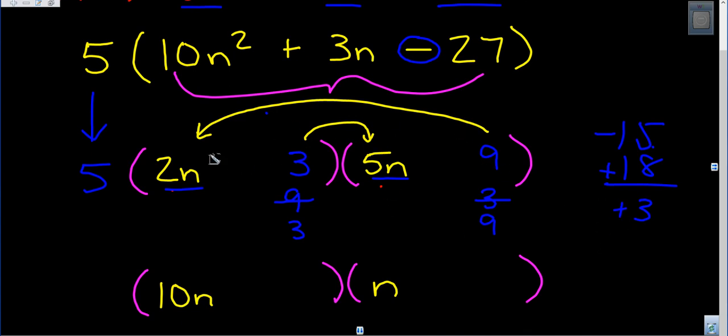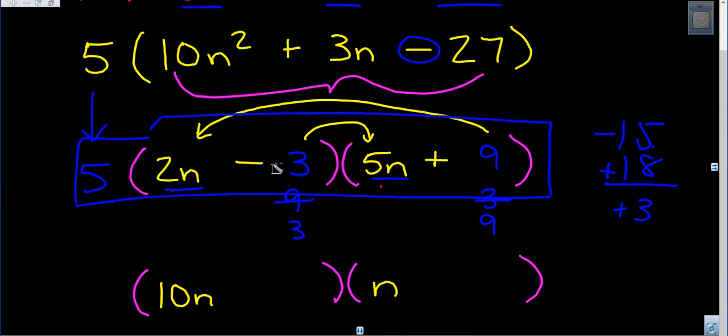So looking back at our multiplications, I want to make the 15 the negative. Since the 3 times the 5 is what made the 15, I'm going to put the negative here. I'm going to put the positive here. I have now found the factors, and I was able to realize that it was the 2n and the 5n, and it was the 3 and the 9.